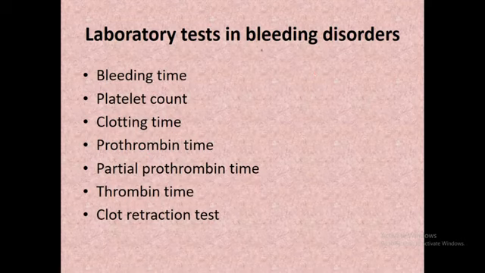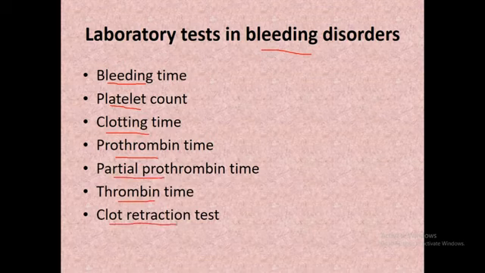Laboratory tests in bleeding disorders. First one, bleeding time. Second one is the platelet count. Third one is the clotting time. Fourth one is the prothrombin time. Fifth one is the partial prothrombin time. Sixth one is the thrombin time. And seventh one is the clot retraction test.